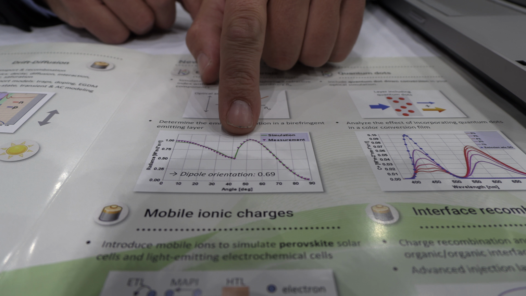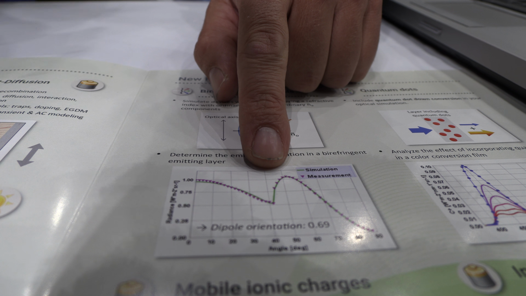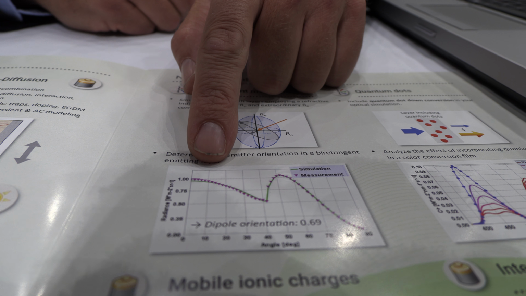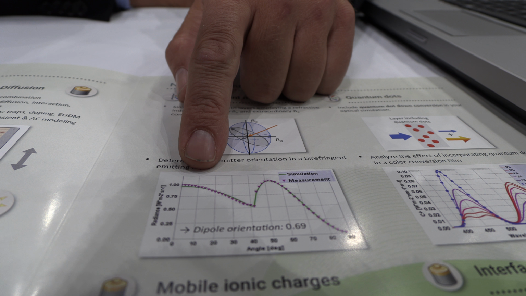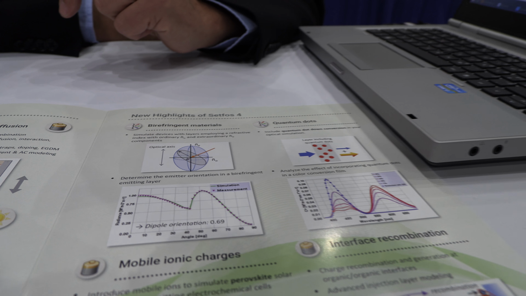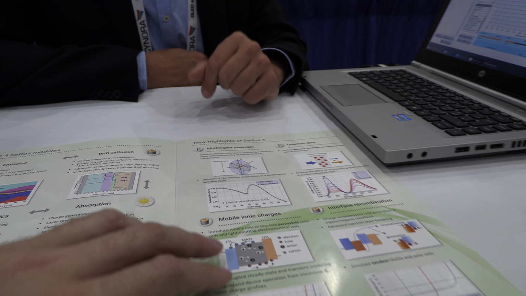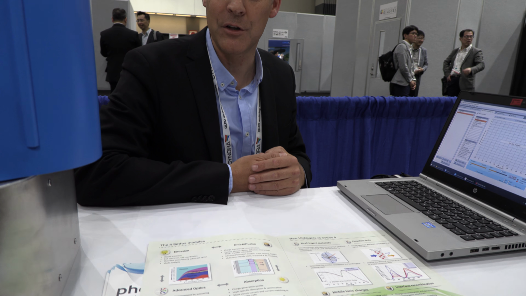This data shown here is exactly taken from this instrument next to it. These purple data points are measured, and the green line is the simulation. And thanks to the good agreement, we can get the material parameter, namely the molecular orientation of the emitter film, which is a key optimization parameter. The more horizontal the molecules, the more light is outcoupled to the air.